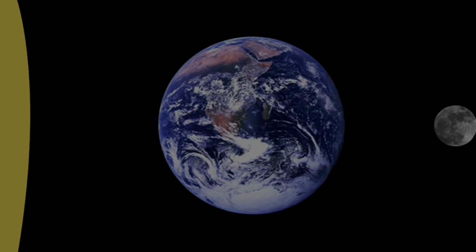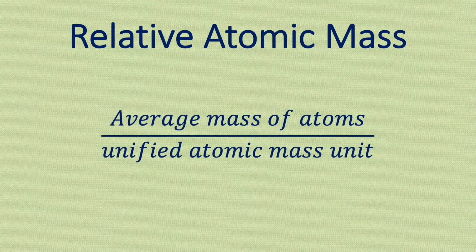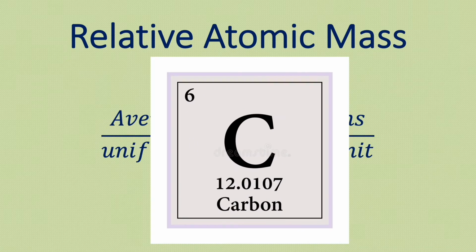There is another physical quantity we have to deal with when talking about mass. Relative atomic mass. Mass of an atom relative to what? Relative to the 1/12 of carbon-12 isotope, or relative to the unified atomic mass unit. In the periodic table, what they have given under the symbol of the atom is the relative atomic mass.